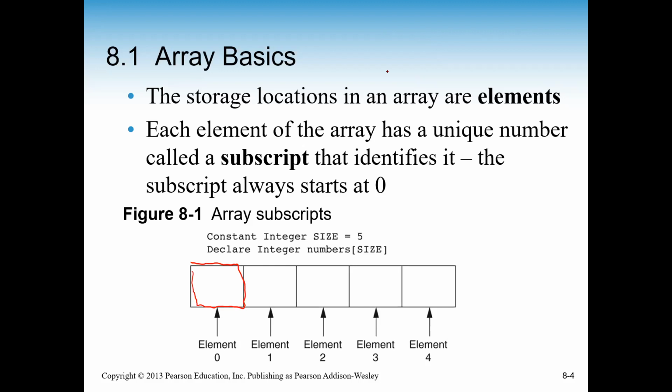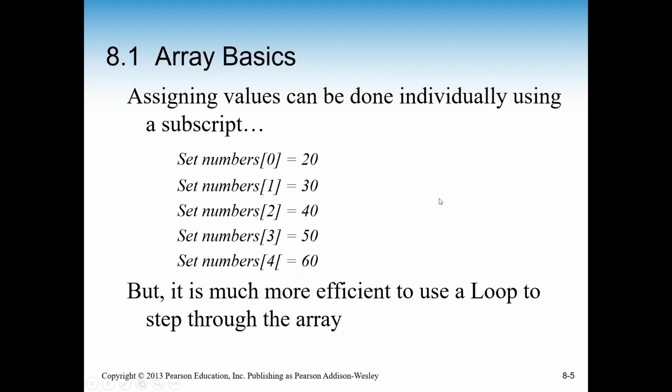All right, so it's like a train, and each one of those is a train car, right? So you can refer to each train car by the subscript number, and those are the elements, basically. Okay. So some array basics here, you can see in the pseudocode. Assigning values can be done individually using a subscript. So you can see that we have the array numbers, and then we just reference each index, 0, 1, 2, 3, 4, and then assign values to them, okay?